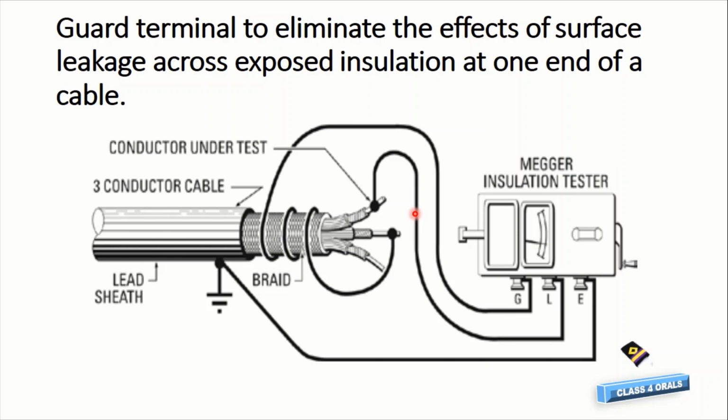So you can see here, after we put the guard terminal, we are going to wrap the conductors which are not of use to us, because there may be dusty conditions over this braid, and braided wire and other conductors may cause the IR value to go wrong. So we are going to check only this conductor, and the surface leakage current will go to the guard, and it will be circulating in the circuit.